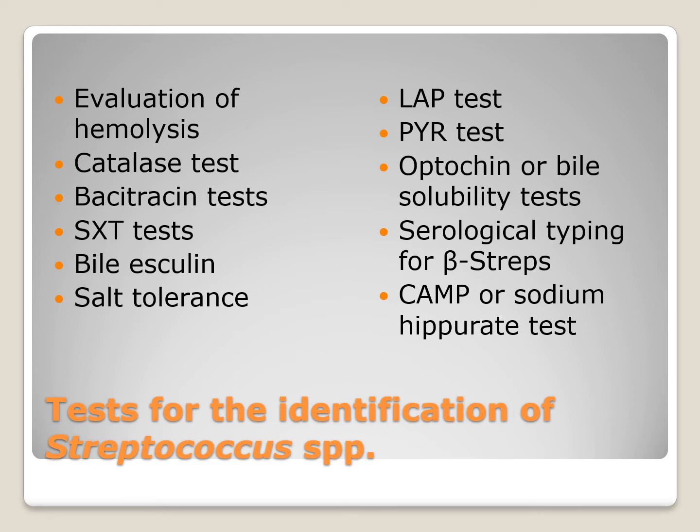We may do LAP tests, PYRs, optochin or bile solubility testing, serologically typing our beta streps, or we may be doing a CAMP test or sodium hippurate test. So this is kind of the longer list of all the tests that we would do to speciate our streptococcus. And we'll talk about all of these tests in the upcoming slides.